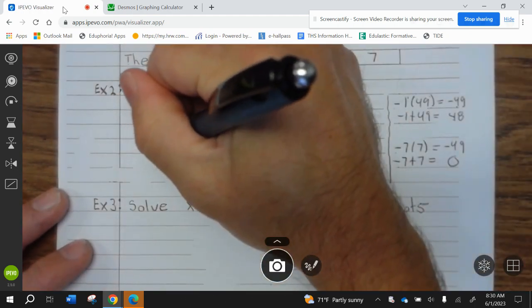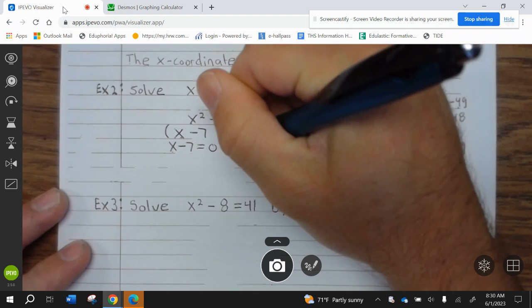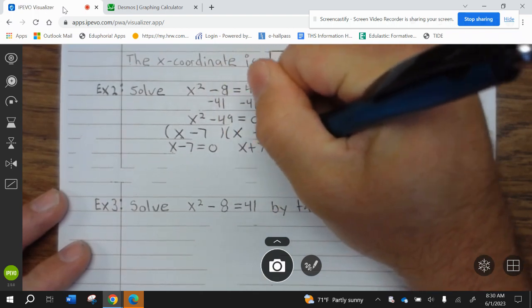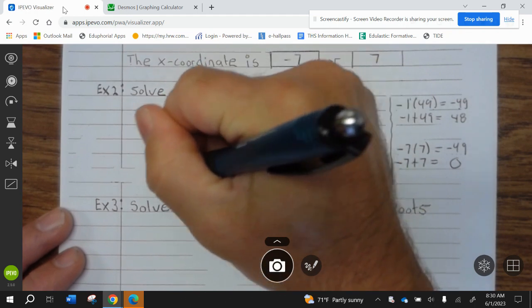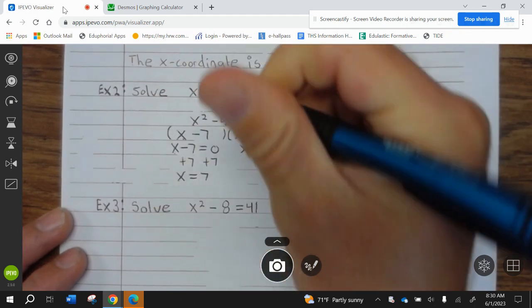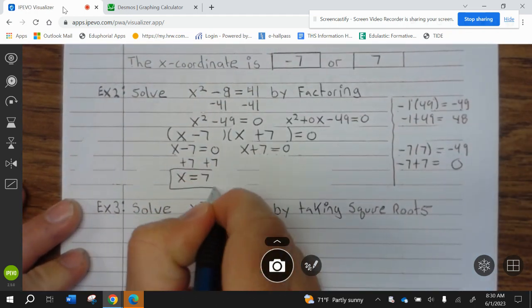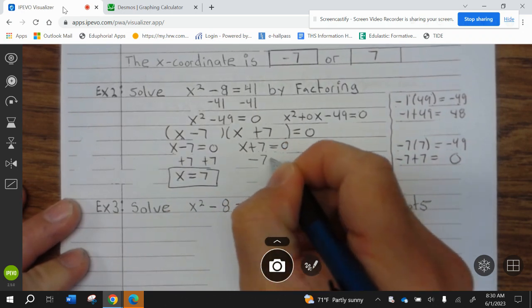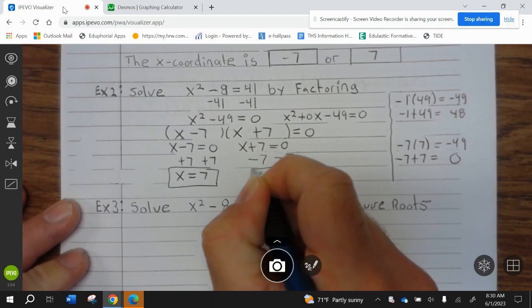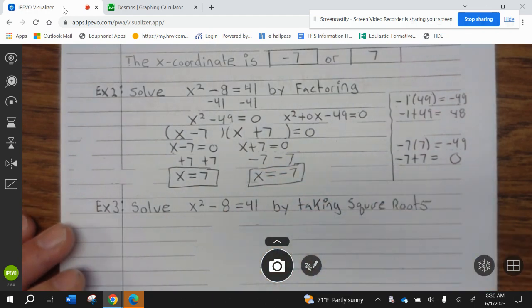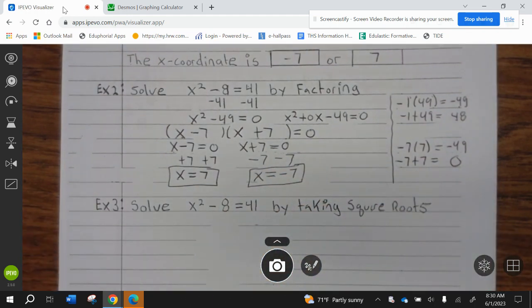So x minus 7 equal to 0. x plus 7 equal to 0. Add 7 to both sides. x equals 7. Subtract 7 from both sides. x equals negative 7. All right, go ahead and finish up example 2.